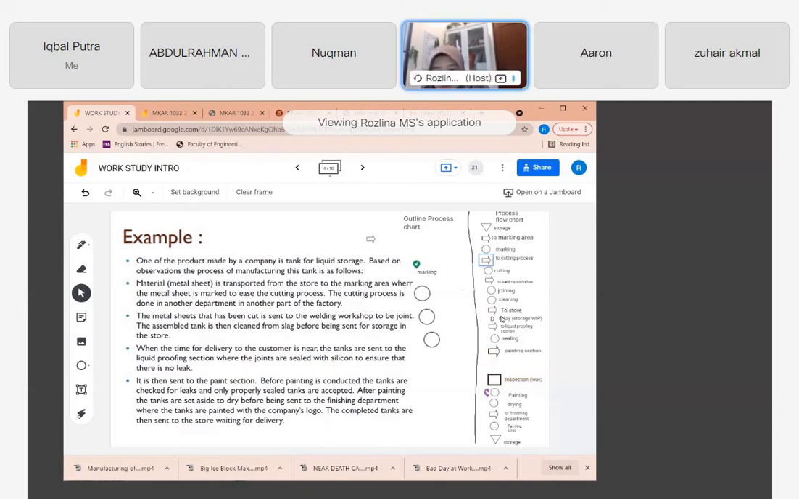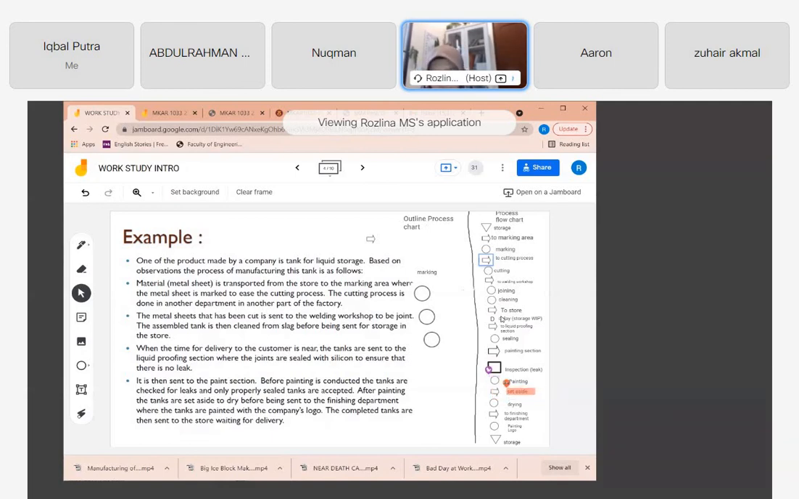Then drying. Okay, set aside, then drying, then to finishing. Okay, painting and painting logo. Painting logo to store and storage. Logo, storage. The finishing and then painting. To finishing and then painting.